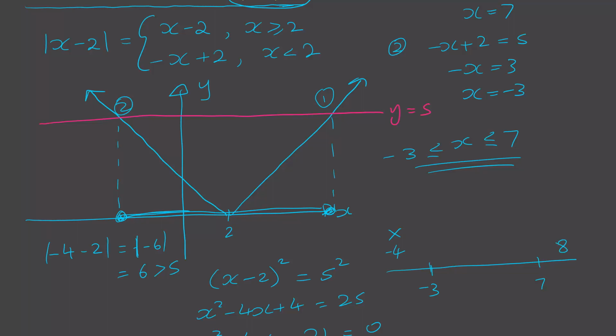You could do the same thing for a value like 8, and you'd also find that that's not it. And then you could test a point in between like 0, where you'd get the modulus of negative 2. Well, that's equal to 2, and that is less than or equal to 5. So we want the region in between.